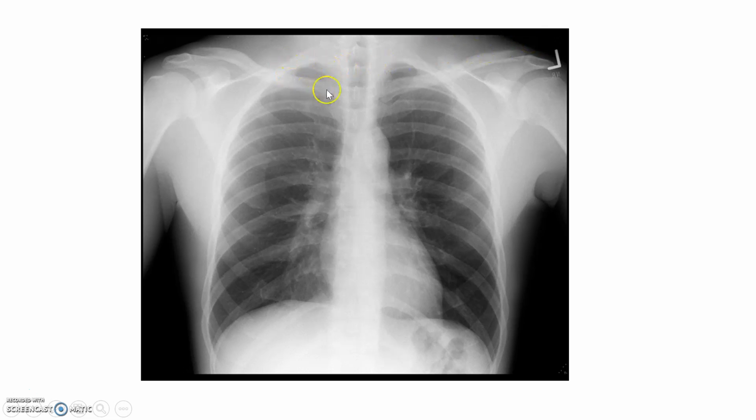This is the right apices of the lung. This is the left apices of the lung. There looks like to be one, two, three spinous processes. Obviously, this is the vertebral column.